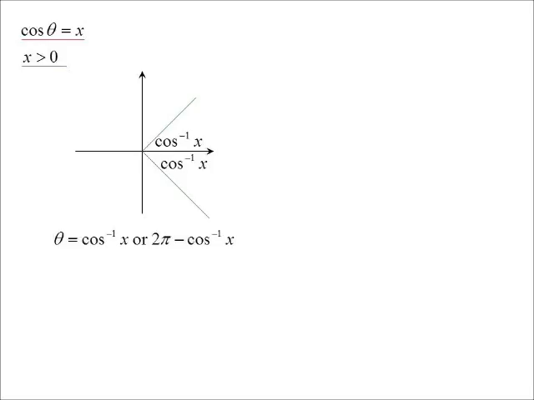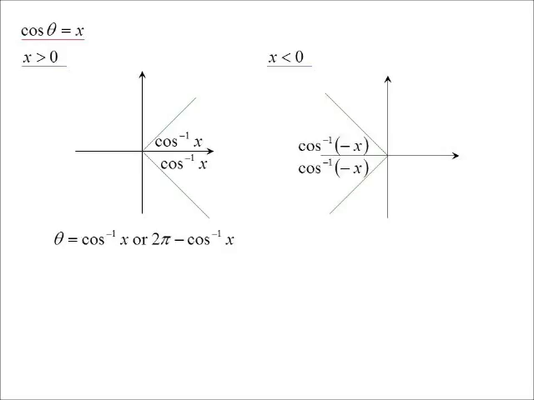Okay, let's have a look for cosine. So we'll do a similar thing. Well, if cosine's positive, difference now is we're talking about the first and the fourth quadrant. So the first quadrant, there's inverse cos x, and the fourth quadrant, so my solution would be inverse cos x, or 2 pi minus inverse cos x. Now, if x is less than 0, so second quadrant, third quadrant, inverse cos of negative x.